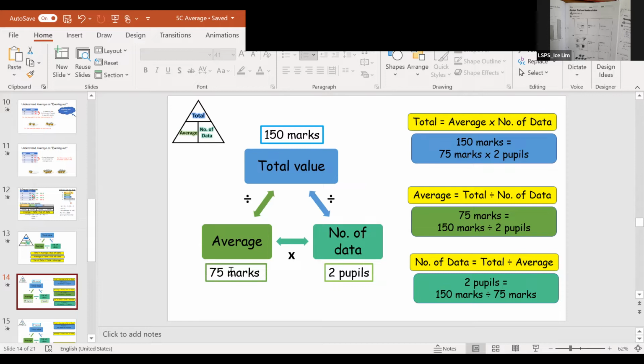So this is the formula that we did, right? Average equals the total divided by number of data. So total is 150 marks, divided by 2 people, the average is 75. Okay? Can you understand this? So the total is 75 times 2. And the number of data is 150 divided by 75. Okay. Then we move on.